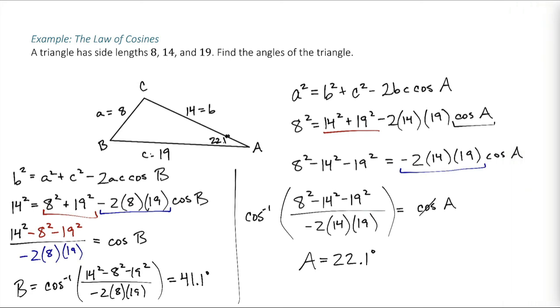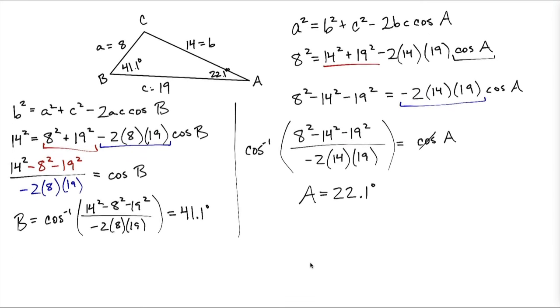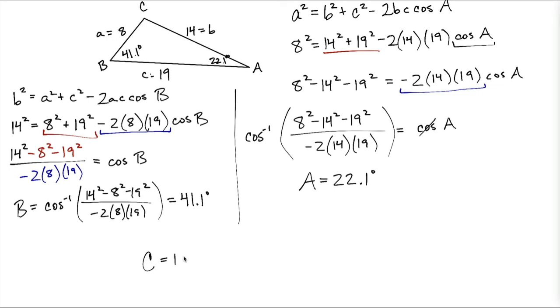All right, well now at this point we have two angles, and when we have two angles, there's really not much question what we should do to get our third angle. We know the angles of a triangle add up to 180 degrees. So to get angle C, we have 180 degrees minus our other two angles, 22.1 degrees minus 41.1 degrees. And this comes out to be 116.8 degrees for angle C.